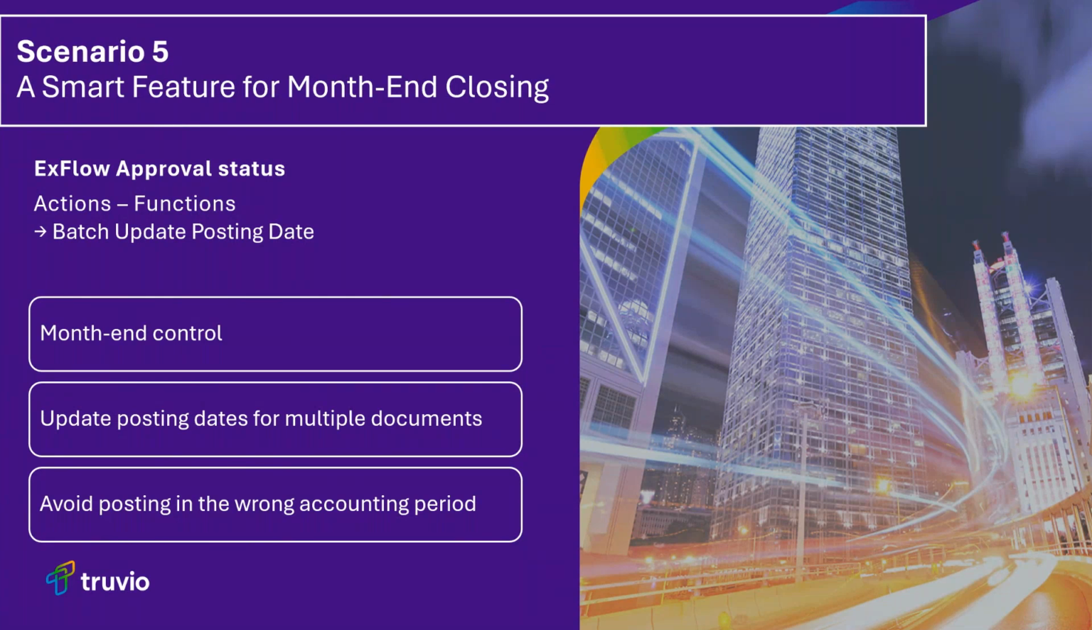So many of you want to automate your workflows while you still have situations where late invoices are automatically posted into the wrong accounting period. And this is where ExFlow then provides smart ways to control the automation. And a common scenario, for example, is when invoices are still waiting for approval when the month is closed. And in that case, you may not want those invoices to be posted in the old period once they are finally approved. And here you can use this feature, batch update posting date, to prevent the late invoices from automatically being posted into the period that has already been closed.